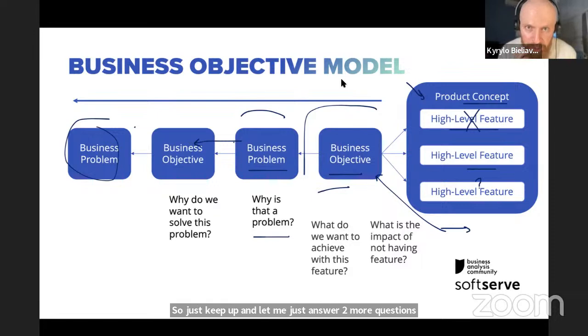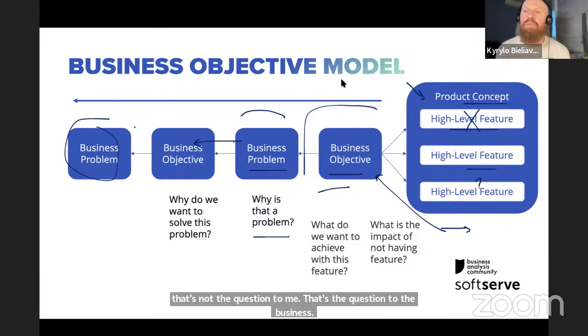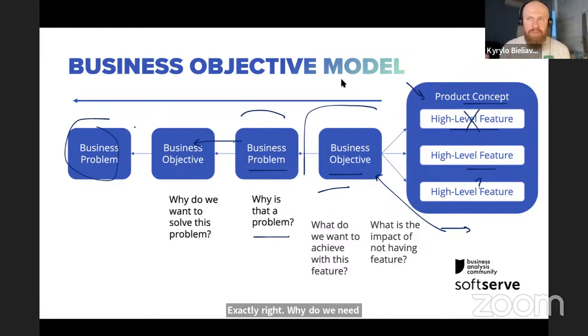So we have another one from Anonymous. When the project is about rewriting the old system for the same functions but faster performance, how to understand a business requirement? Business requirement to improve performance? Well, that's not a question to me. That's a question to the business. Exactly right. Why do we need to improve the performance? Just to make it faster? No. Imagine a client has to spend $100,000 just to make a system run faster. For what do I need to spend this money?